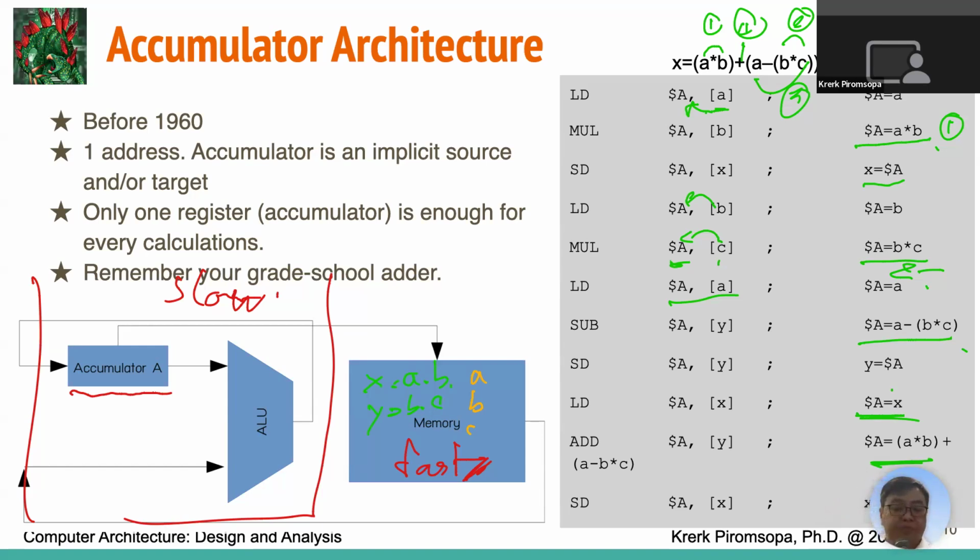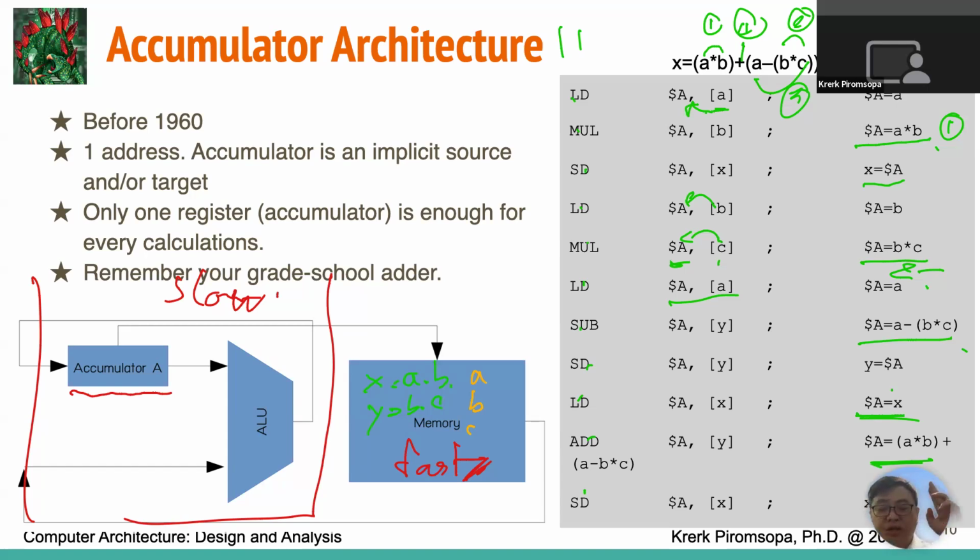Okay. This simple operation, how many instructions do we need? Just count: 1, 2, 3, 4, 5, 6, 7, 8, 9, 10, 11. Let's say it's 11 instructions. This simple operation would take what? 11 instructions. Okay.